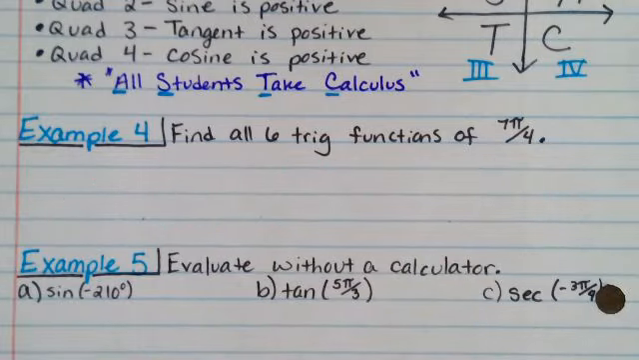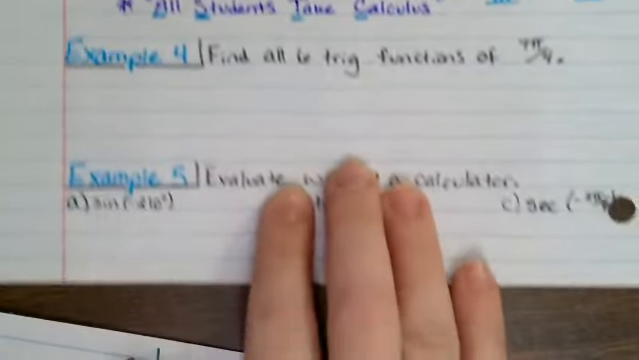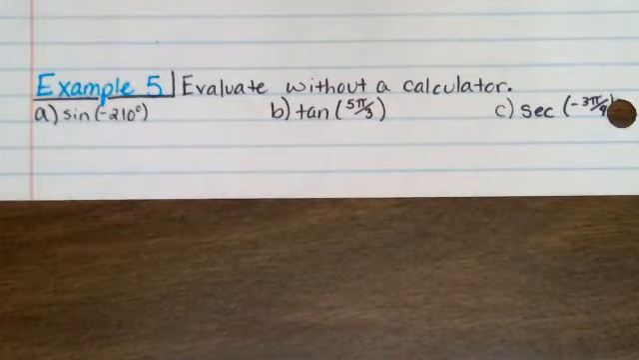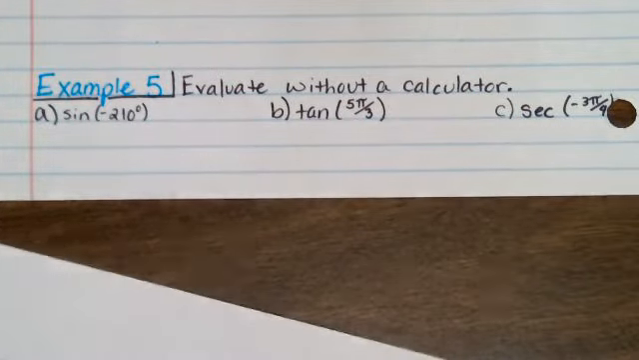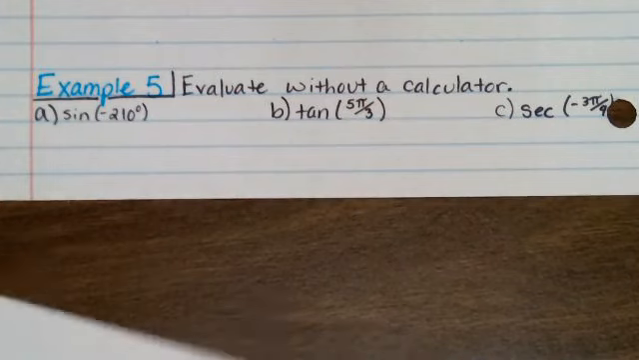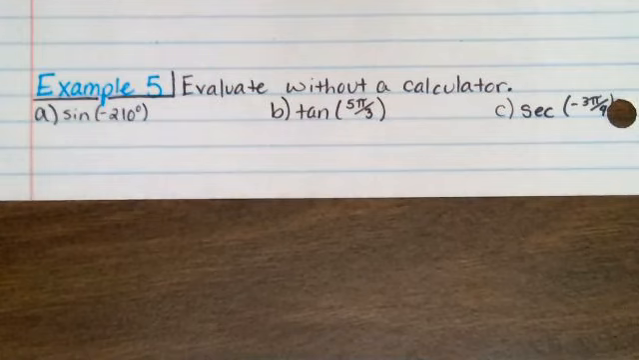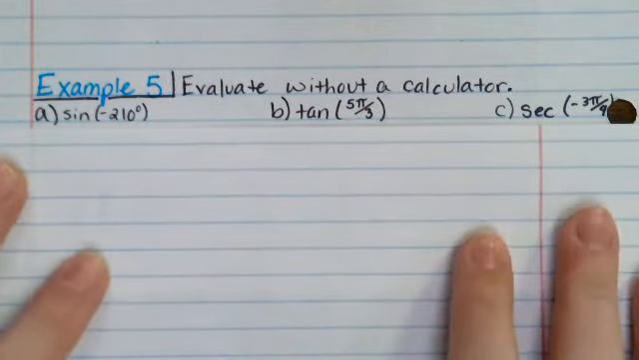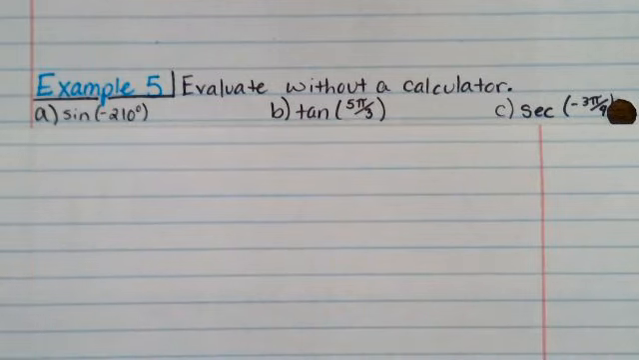All right, look at example 5. Again, we're doing these without a calculator. This time it's just one trig thing for each angle instead of doing all 6 for something. So this just gives us a little bit more practice of varying up our problems. We're going to evaluate this without a calculator. Okay, so right here we've got sine of negative 210.